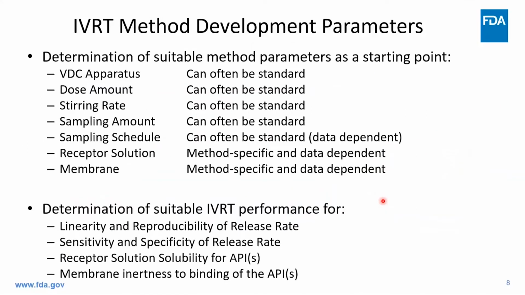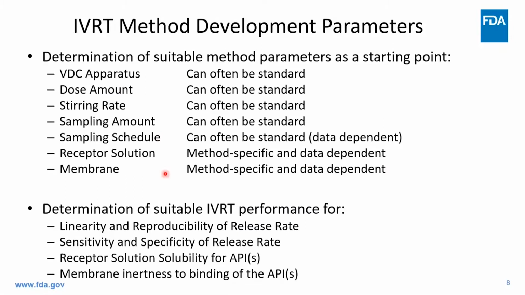In terms of method development, because I want to jump straight into that, the suitable method parameters as a starting point can often use the same VDC apparatus and dose amount and stirring rate, and even the sampling amounts or sampling schedules of, let's say, 1, 2, 3, 4, 5, 6 hours that you might routinely use for other methods. But what is particularly interesting to focus on is the receptor solution and the membrane, because these are very method specific and data dependent. And this is where I'm going to begin most of what I'll talk about this morning.